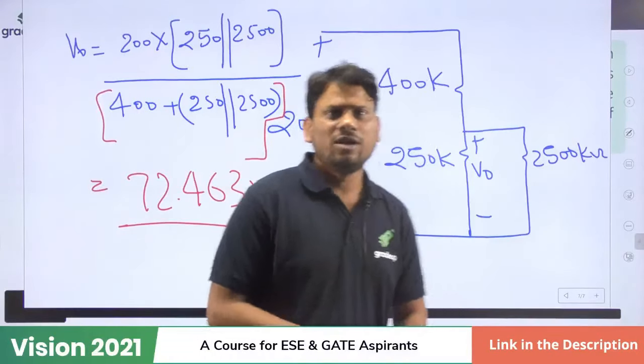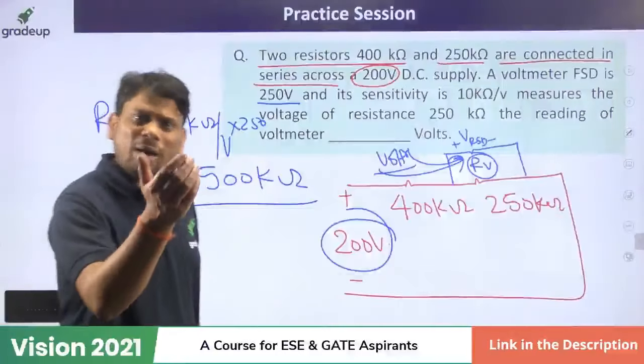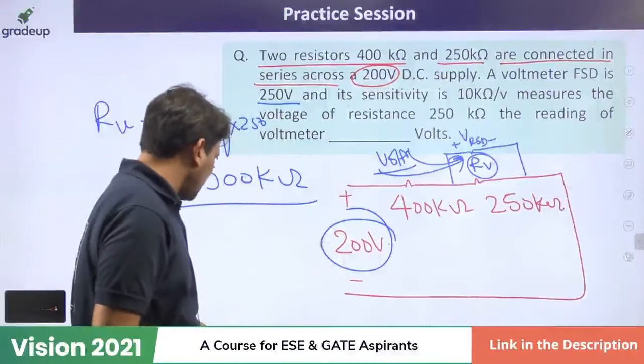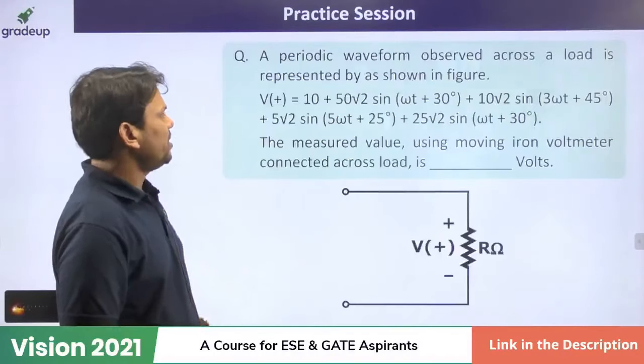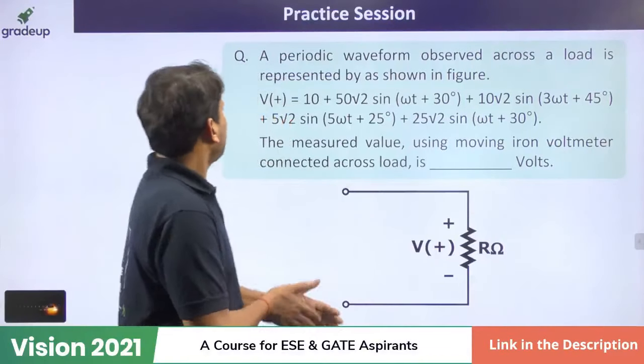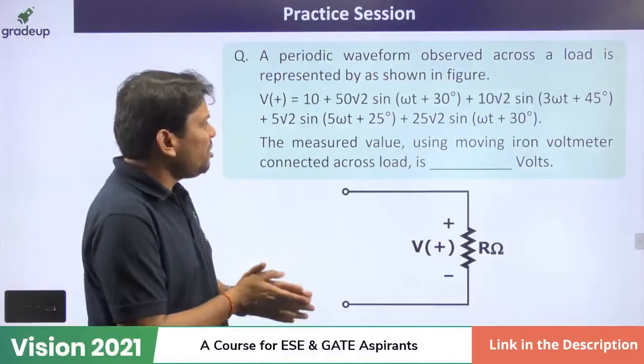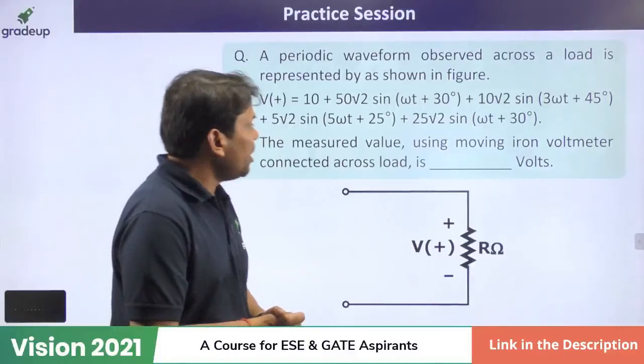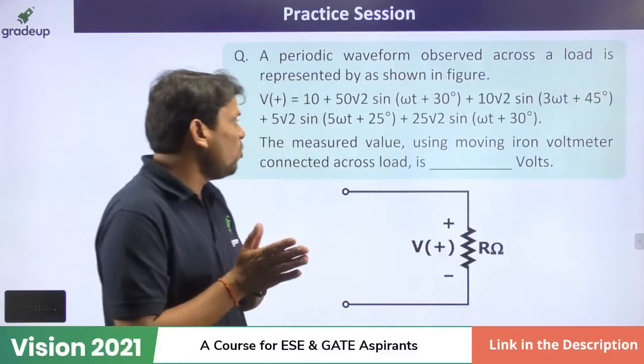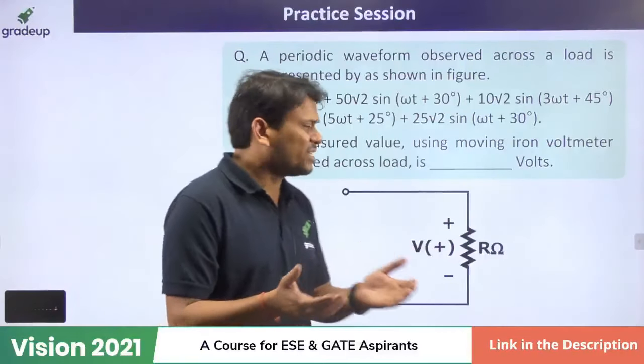Okay, good evening Atul. Yes, so now, if you have any doubt please let me know. We are going to take the next example, dear friend, and the next example is this one. A periodic waveform observed across a load is represented by this. The measured value using a moving iron voltmeter connected to the load is something.